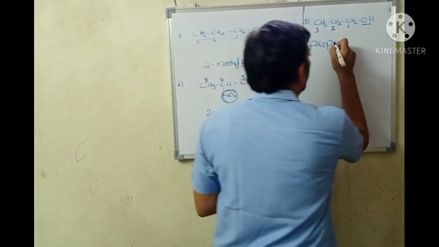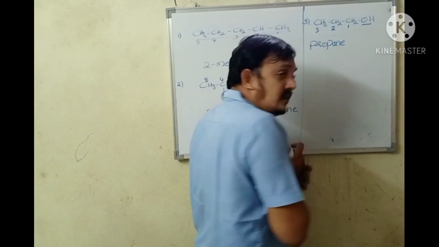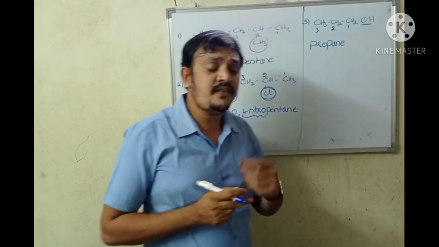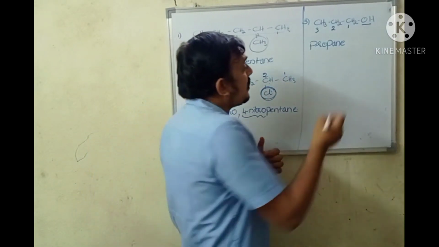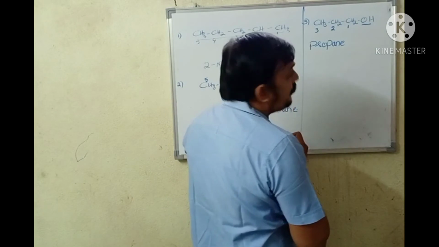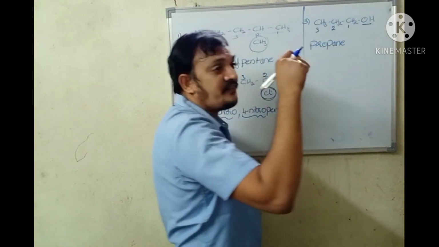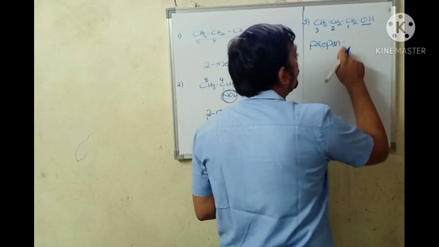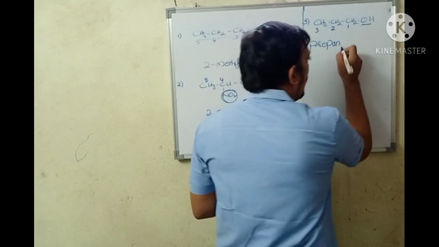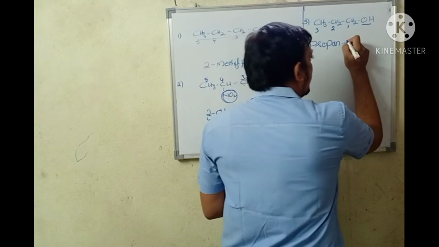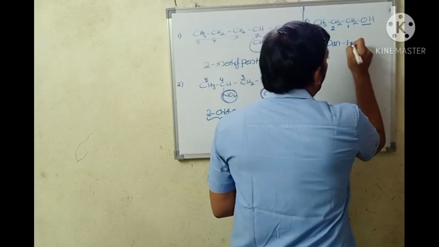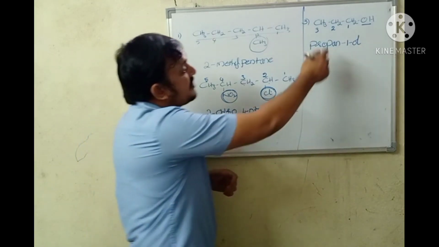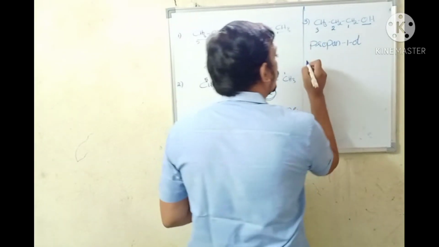Primary suffix will be ane. Secondary suffix: alcohol gets the secondary suffix ol. Alcohol is attached to which carbon atom? First carbon atom. The alcohol suffix is ol. It is starting with a vowel, so the last e of the primary suffix is taken off. Hyphen, look at number 1, hyphen and ol. Propan-1-ol is the IUPAC name of the compound.